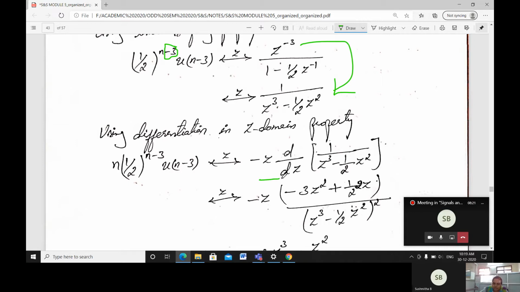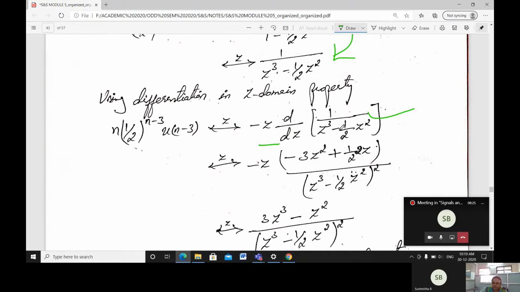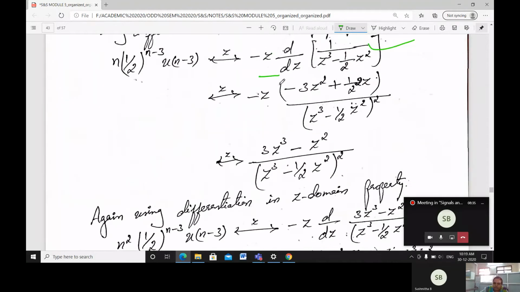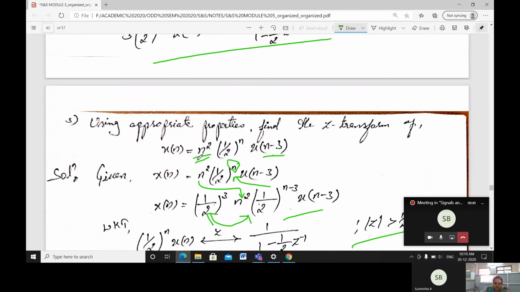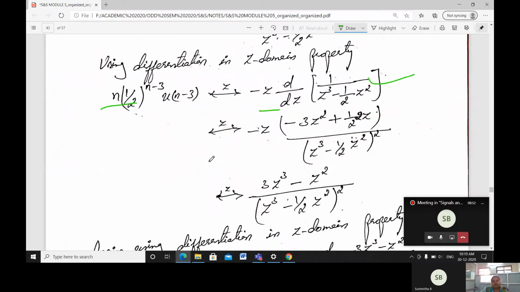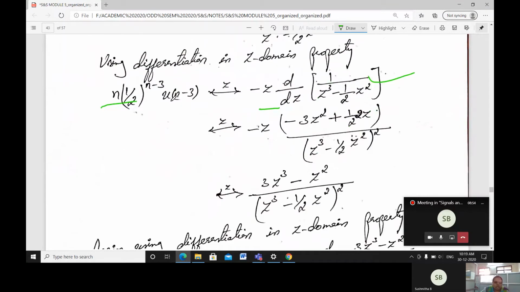This is the property. If we differentiate this, we will be getting minus 3z square plus 1 by 2 times 2z, divided by z cube minus 1 by 2 z square, that whole square. Then multiplying here, we will be getting 3z cube minus z square divided by z cube minus 1 by 2 z square, the whole square. This is only for n, but in the equation it is given n square, which means we have to use differentiation one more time.